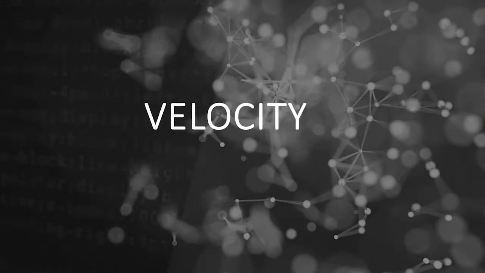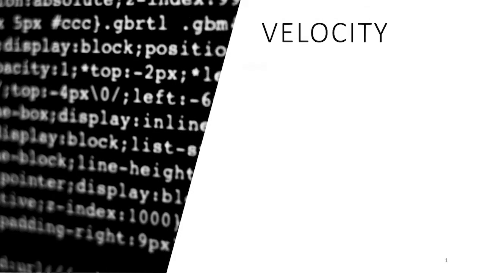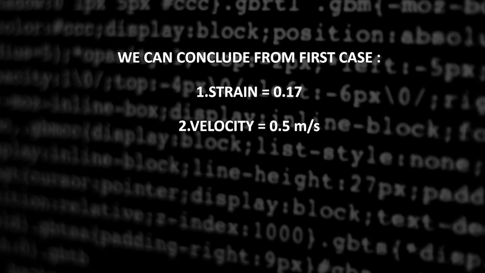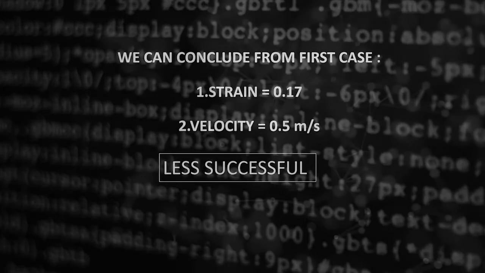After we shot the arrow, now we can calculate the velocity. We know that the distance is 45 cm. We convert it to meters, so we get 0.45 meter. We know the time is 0.9 seconds. We use the formula that velocity equals distance divided by time. So we put all the values together and we get the velocity is 0.5. Here is the conclusion from the first case, and this is less successful.